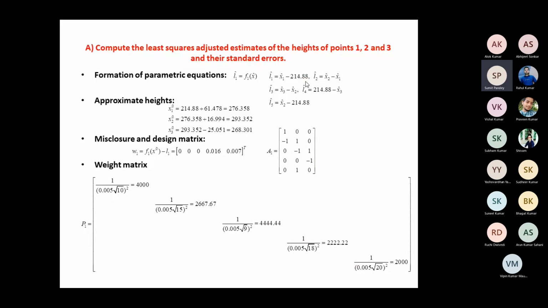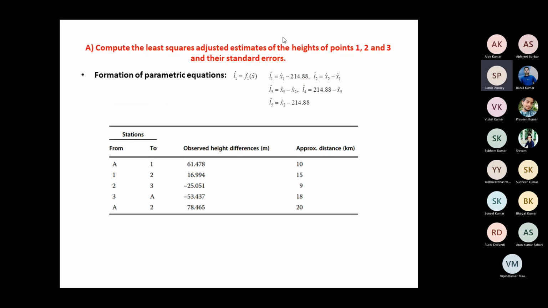Sir, then how will we get the L1 cap value? L1 is observation, and f x naught is this value which is under the heading approximate heights, and L1 is the height difference we have been given. Sir, look at the table.